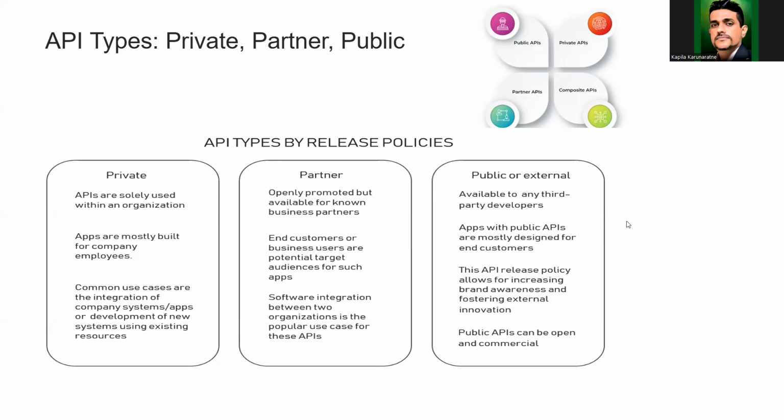One good example is Google Map. Google Map has its common API. If you want to integrate it into one of your applications, you can use the Google Map public APIs.